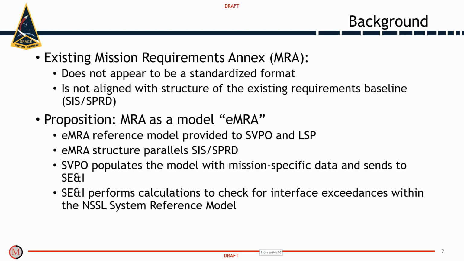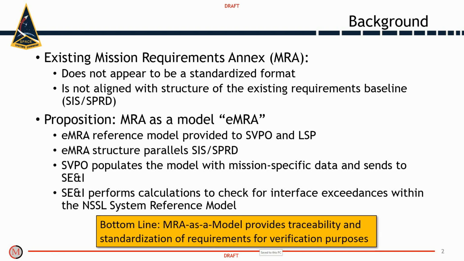The Space Vehicle Program Office would then take this EMRA and populate it, those sections that are applicable, those packages, with mission-specific data, and then that would be sent back to the SE&I contractor, who would then perform calculations to check for things such as interface exceedances within the NSSL system reference model, which models the launch vehicle and the ground segment and operations and support. The bottom line is that MRA as a model would then be able to provide traceability to requirements and to other models, as well as standardizing of the requirements for verification purposes.